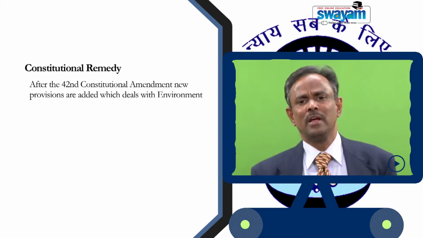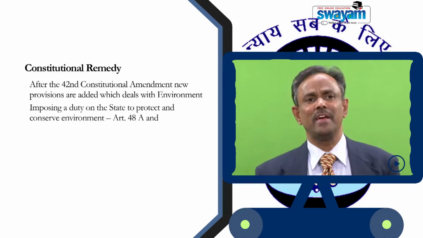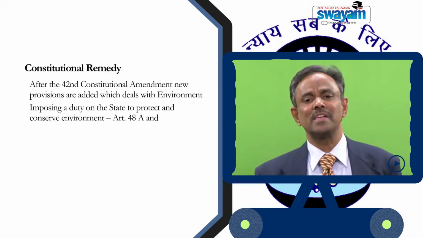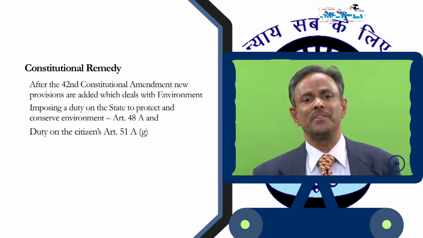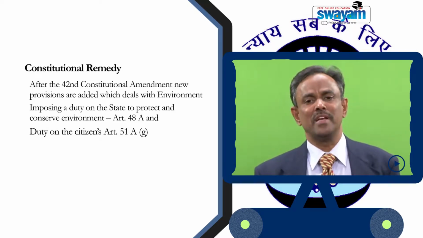environmental aspects. The two most important articles incorporated by this amendment are Article 48A in Part 4 of the Constitution, Directive Principles of State Policy, and the next is Article 51A(g), which deals with fundamental duties of citizens. Article 48A, Directive Principles of State Policy, imposes a duty on the state to protect and conserve our environment. Similarly, Article 51A Clause G imposes a duty on every citizen to protect and conserve our environment.